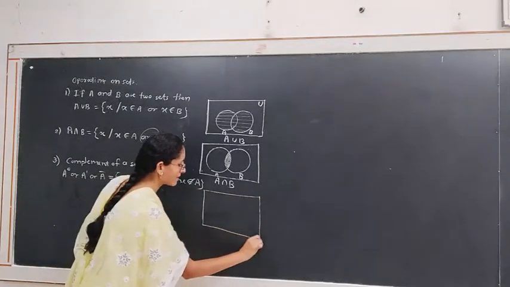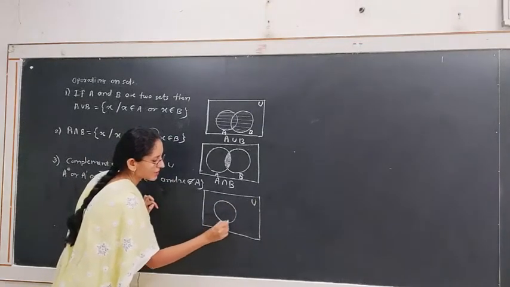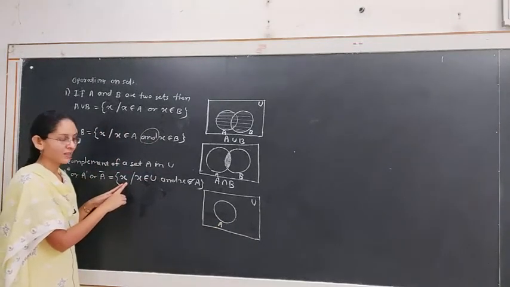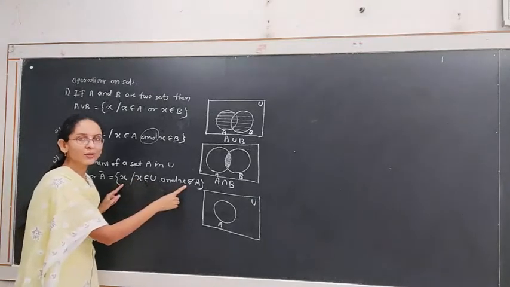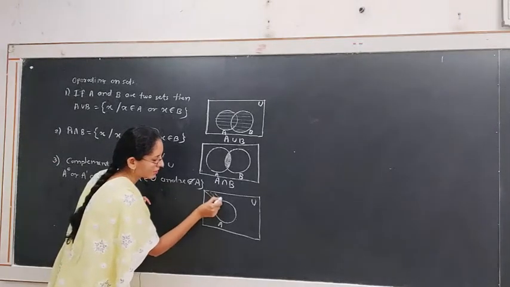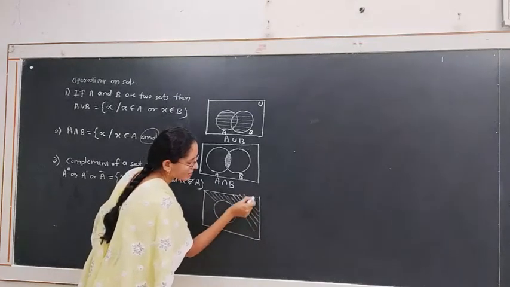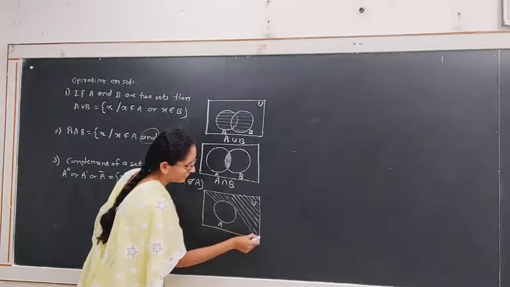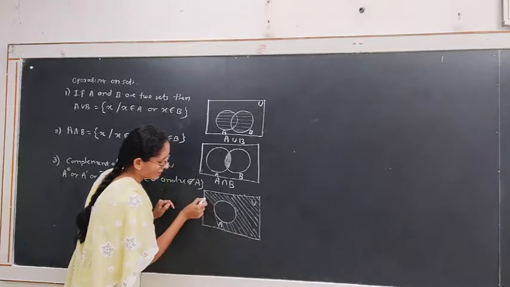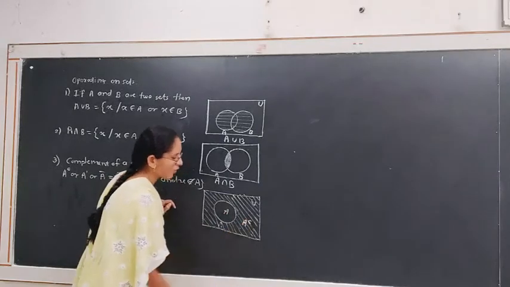if we consider this as universal set U and this is a set A, then A complement is the collection of all elements X satisfying these properties. X does not belong to A but X belongs to U. Means we shade this region and this shaded region represents the elements of the set A complement. This is the complement of set A. The set is A and this is A complement in U.